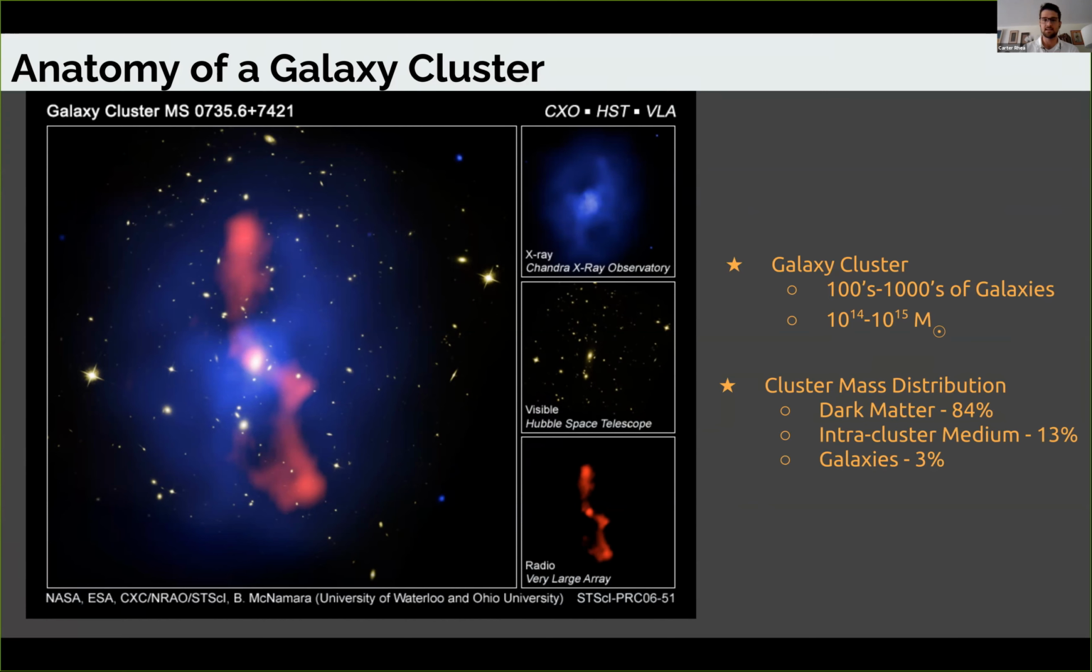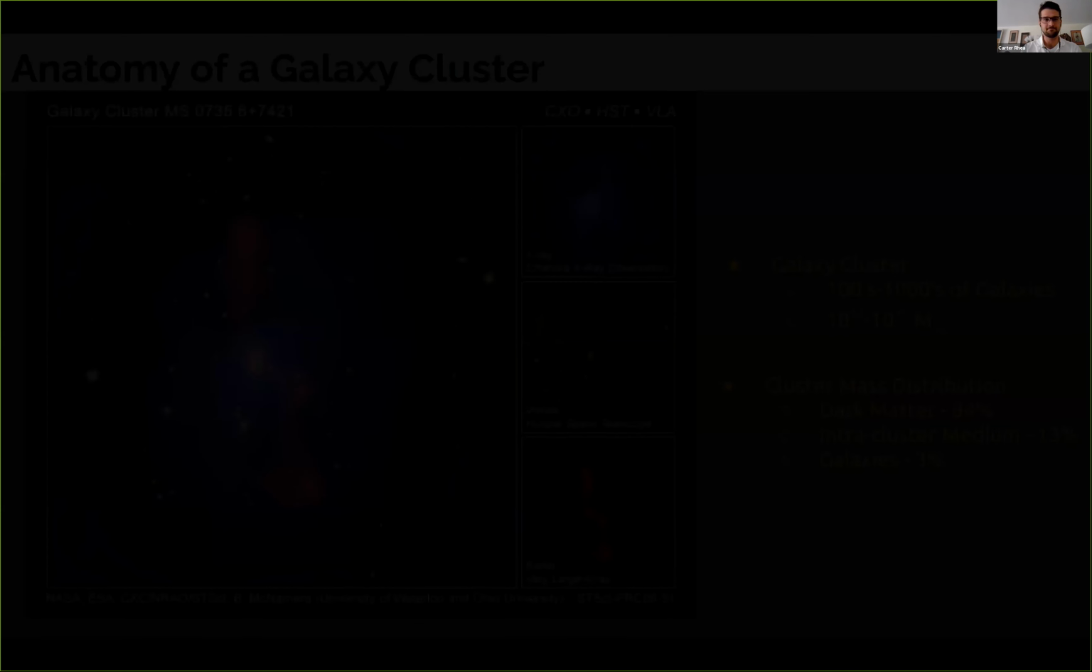We'll discuss that in a second, which pops up in the X-rays. Here you can see the Chandra observation in blue. And then only 3% of the total mass distribution is actually in the galaxies through visible light. I'm not going to talk at all about radio. If you're interested in that, please bother Merilou. She's here as well. So I'll move on.